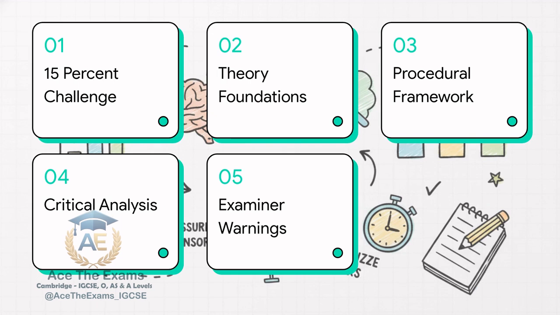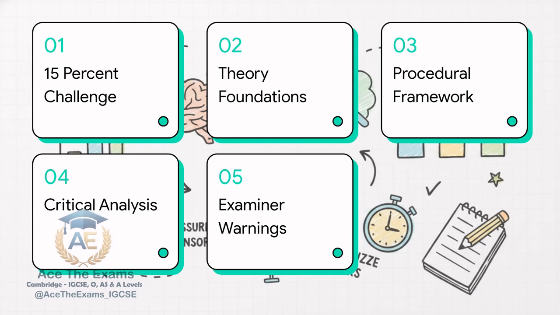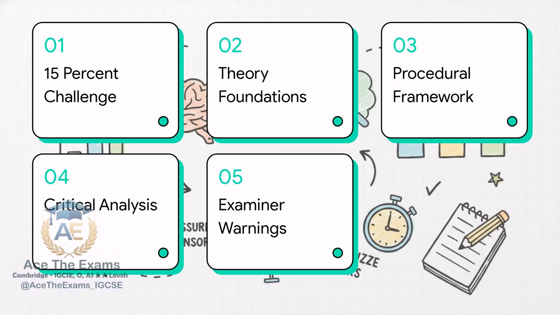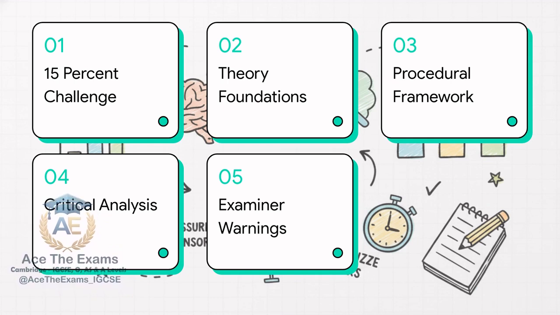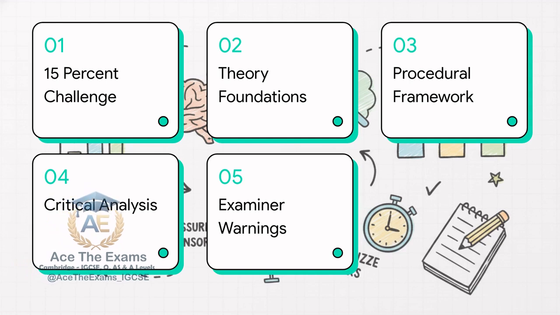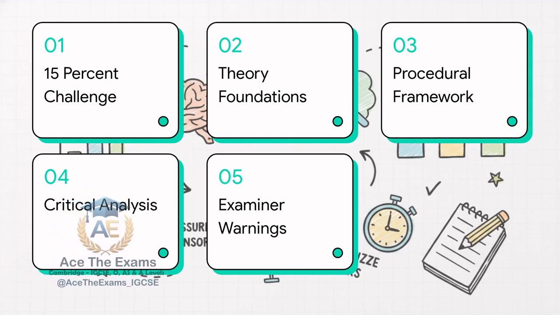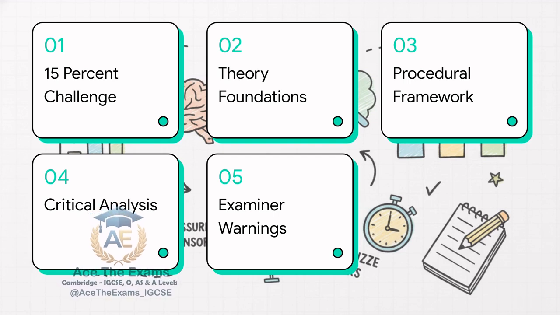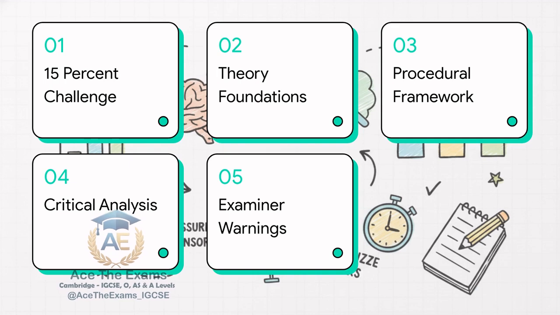First up, we'll tackle the 15% challenge by looking exactly at how and why most students fail. Second, we're going to lay down the theoretical foundations so you understand what the mark scheme actually demands from you. Third, we'll construct the procedural framework, which is going to be your bulletproof method for structuring answers. Fourth, we'll enter the critical analysis strategy workshop for some high-pressure data interpretation. And finally, we will wrap up our debrief with the top examiner warnings drawn straight from the principal examiner reports.